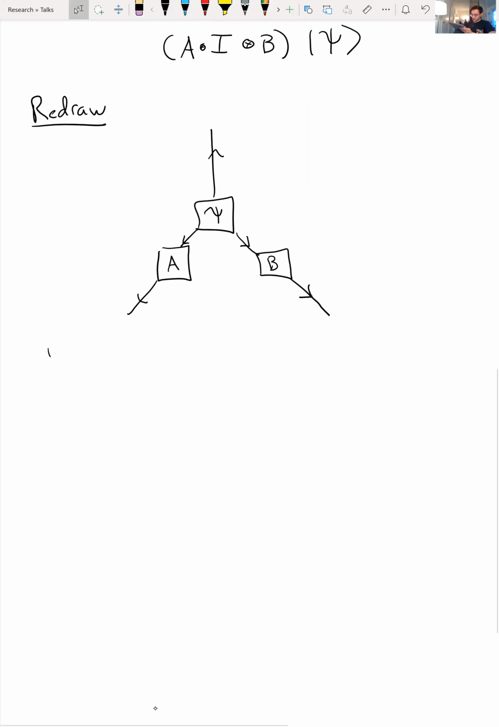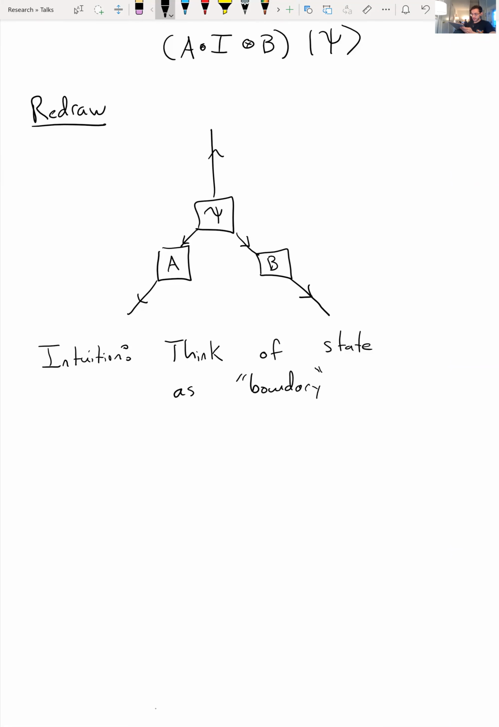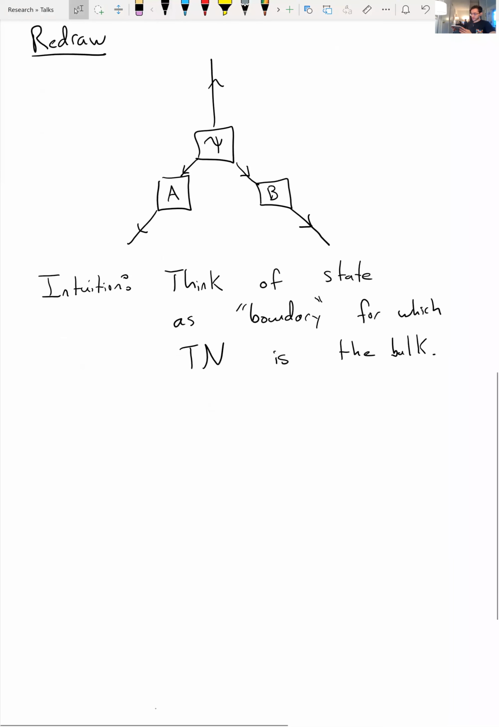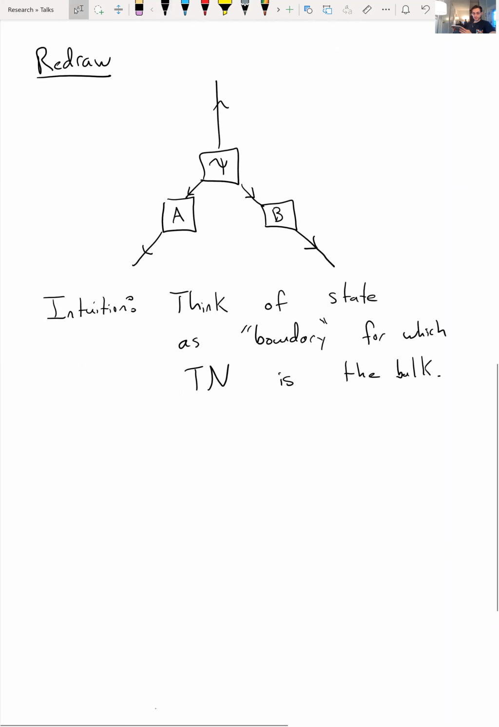But already this picture gives us some intuition. It tells us that we should think of the state, the thing that is spit out by this circuit, as a boundary for which the circuit is the bulk. And heuristically, at least, this bears some qualitative similarities to, say, AdS/CFT, the state for which the tensor network is the bulk. Now, so far that's just a very qualitative picture. It's just something that I've drawn. I've just taken a circuit and bent it around a little bit. We're going to talk momentarily about the very concrete connections between these two ideas.